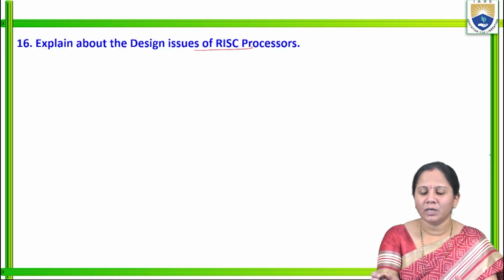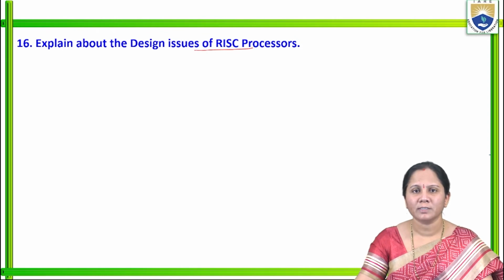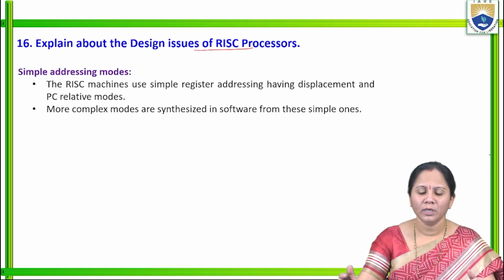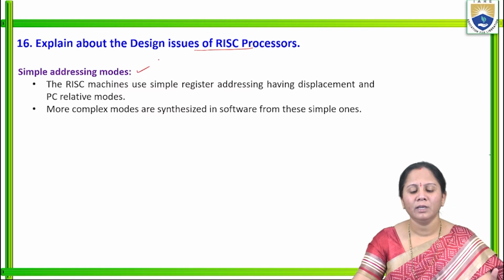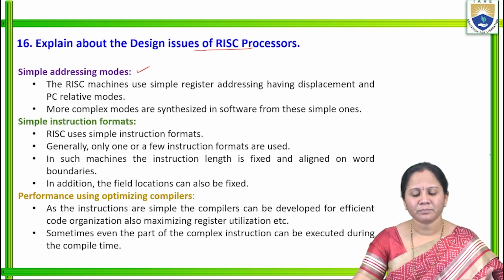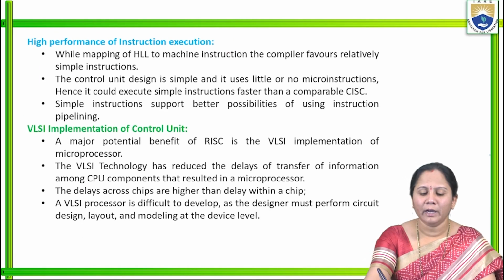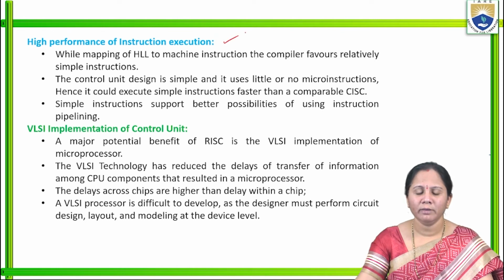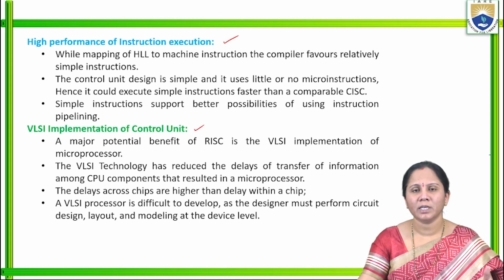And so explain about the design issues of RISC processor. That means based on the architecture of this RISC processor, what are different design issues? So here the design issues are, it is having simple addressing mode and a simple instruction format. It consists of simple instruction formats, performance using optimizing compilers, and high performance of instruction execution, and VLSI implementation of control unit. So all these are the different design issues that are present in the RISC architectures.